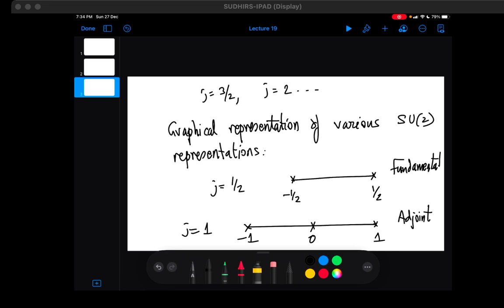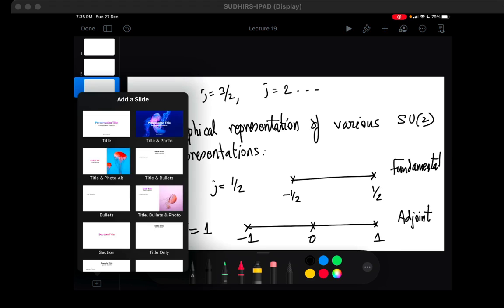So this is the same representation which we have seen, but instead of presenting all the matrices and all the details, we just represent it in a graphical manner, in the space which is the JZ space. What happens to j equal to 3 by 2?